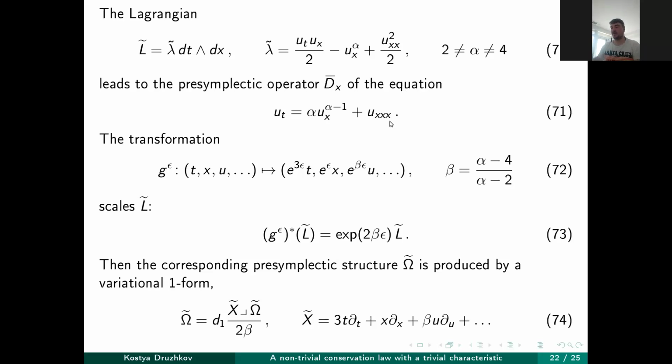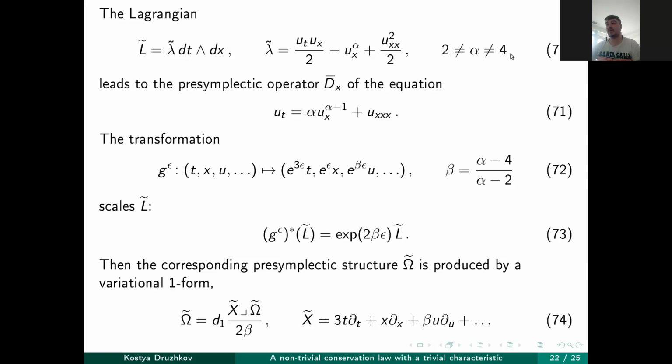All of them are trivial. So nobody survives to the second page in terms of presymplectic structures, conservation laws, and all of that, of course, because the equation is homotopy equivalent to the base. So alpha equals 2 is not an exception from this construction. It is an exception from this transformation, but everything still works for alpha equals 2, in the sense that the corresponding presymplectic structure is produced by a variational one-form as well.